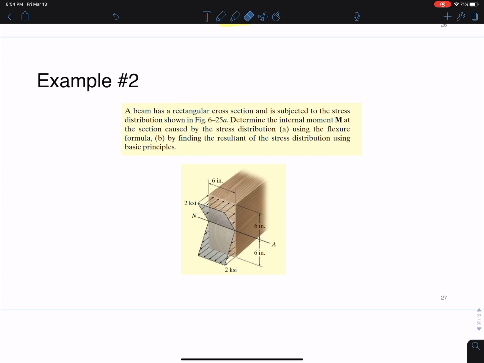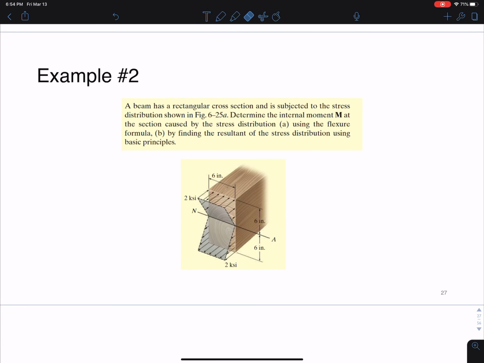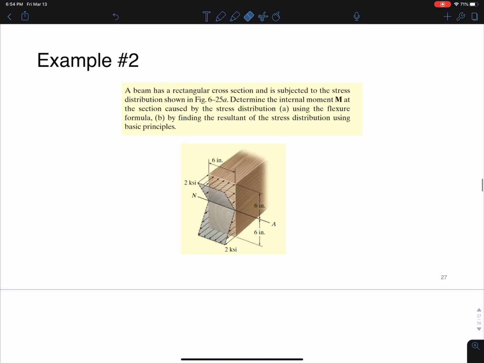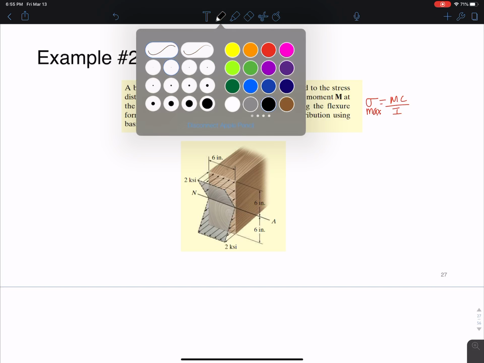All right, guys, so let's pick up right where we left off and jump right into example 2. We had just derived the flexure formula, and now we are going to solve for the internal moment at this section shown using two methods. We're going to use the method that we just derived, the flexure formula, sigma equals MC over I, or this is sigma max. And we're also going to find the resultant by using basic principles, which is basically statics and what we already know.